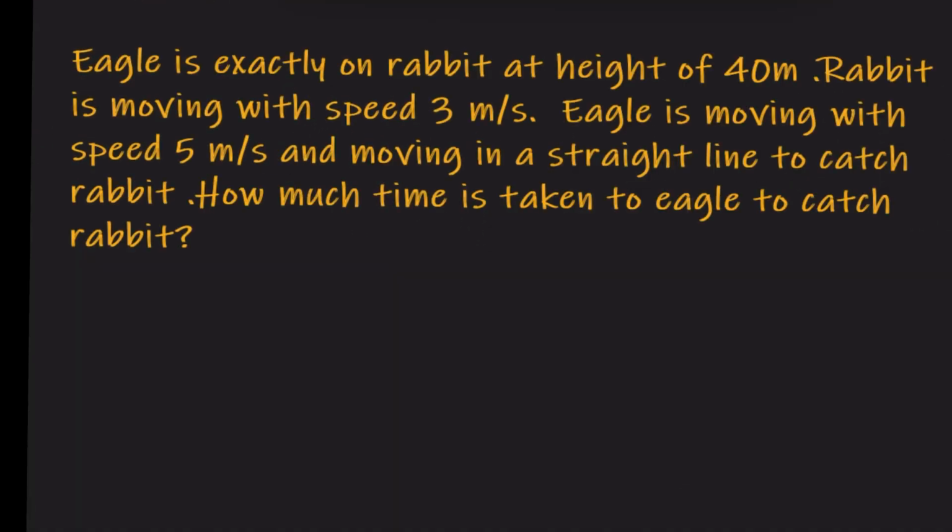The eagle is exactly above the rabbit at a height of 40 meters. The rabbit is moving with speed 3 meters per second. The eagle is moving with speed 5 meters per second in a straight line. To catch the rabbit, how much time does the eagle take? From the data, the eagle is exactly above the rabbit at a height of 40 meters. Now the rabbit is moving in a straight line with a speed of 3 meters per second.